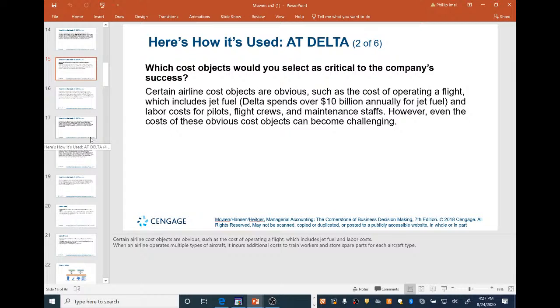It says here, which cost objects would you select as critical to the company's success? Certain airline cost objects are obvious, such as the cost of operating a flight, which includes jet fuel. I found this number pretty crazy here. Delta spends over $10 billion annually for jet fuel. That's insane. That's a pretty big expense right there. And labor costs for pilots, crews, maintenance staff. So that's a lot. However, the cost of these obvious cost objectives can become challenging, right? Even though they're that big of a cost objective, it can become really challenging for Delta.